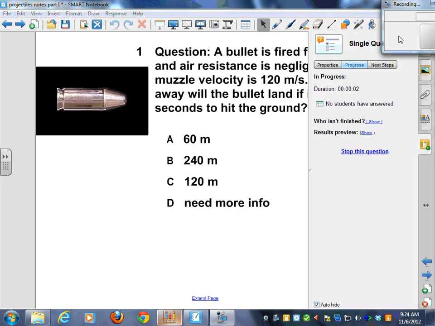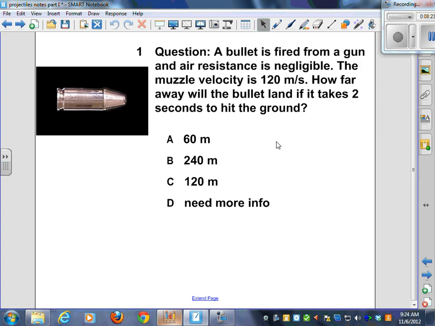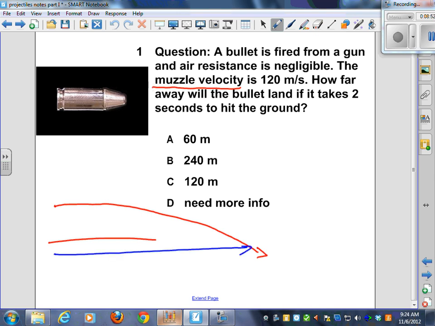All right, so the question is, a bullet is fired from a gun and air resistance is negligible. The muzzle velocity is 120 meters per second. What do you think the word muzzle velocity means? It's the speed when it leaves the gun. Okay? Is 120 meters per second. How far away will the bullet land if it takes 2 seconds to hit the ground? So the bullet is doing this, right? And it's being fired sideways and it goes like that. How far away, what is the range if the muzzle velocity is 120 meters per second?